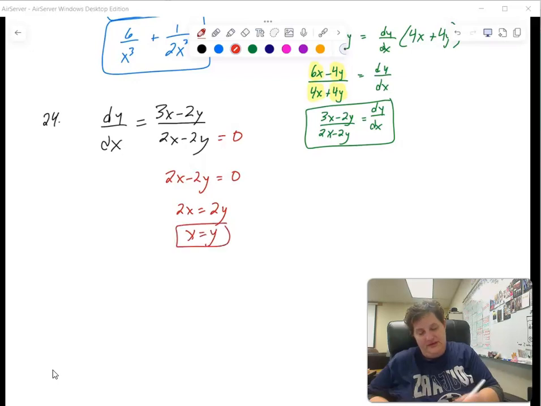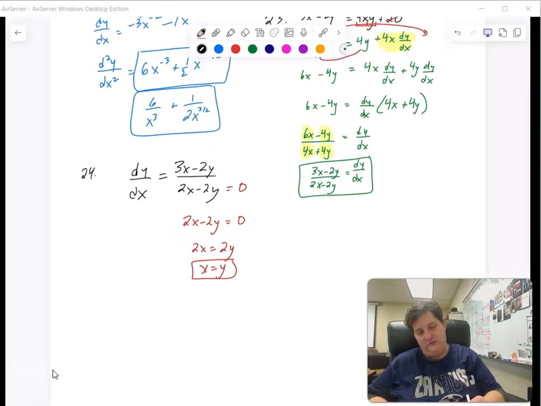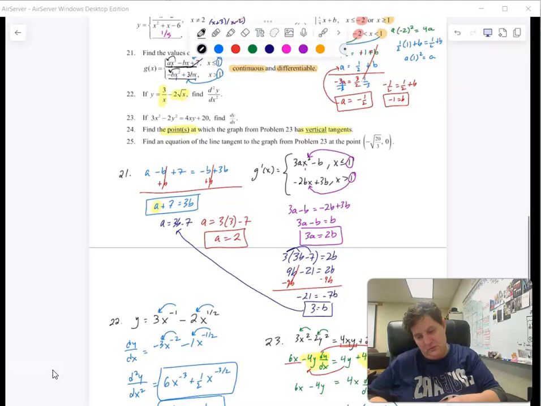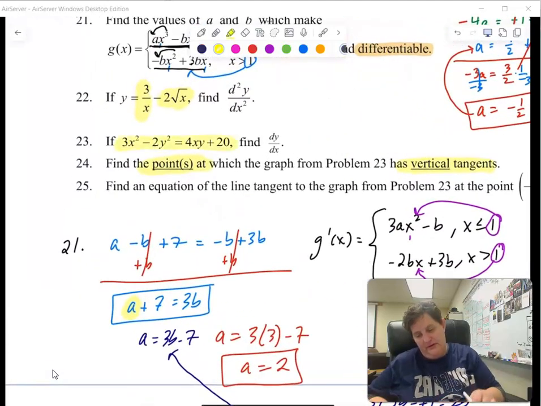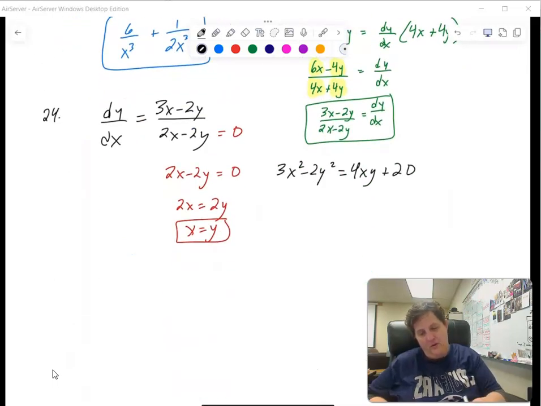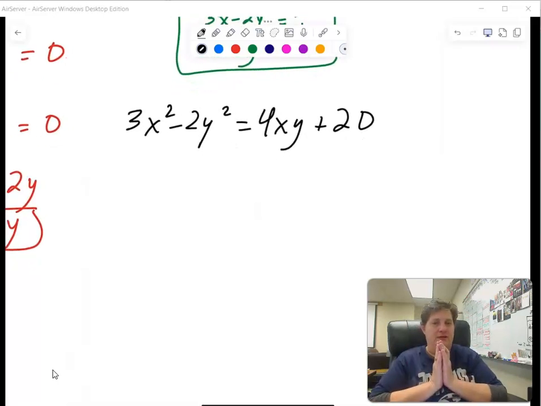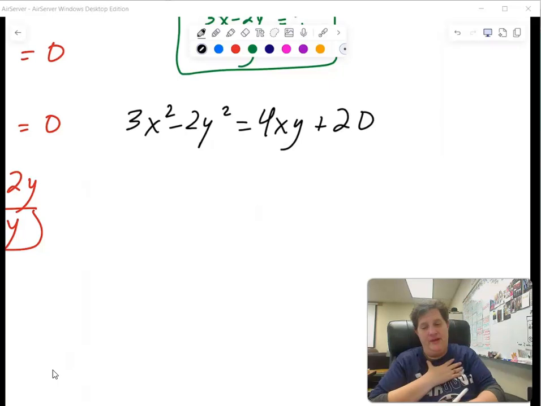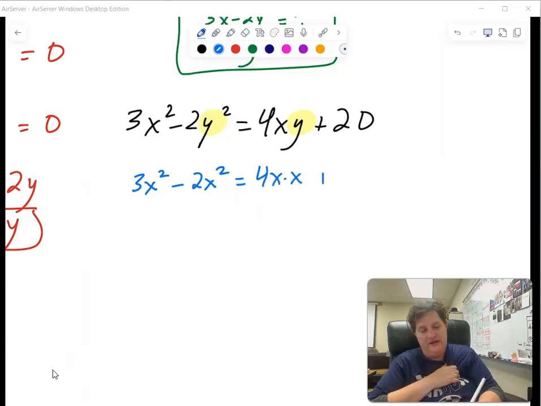divide by 2, it's basically all the points on the curve where x equals y. How am I going to find the points on the curve where x equals y? Well, the equation of this was up here. Okay, 3x squared minus 2y squared. Let me just write it down real quick. And then it was equals 4xy plus 20. Okay, let's find all the points on this curve where x equals y. That's a little trippy, but basically, you guys, if x equals y, let's take all the y and replace them by x. So to say 3x squared minus 2x squared equals 4x times x plus 20.